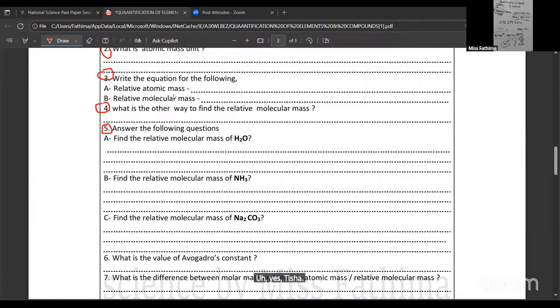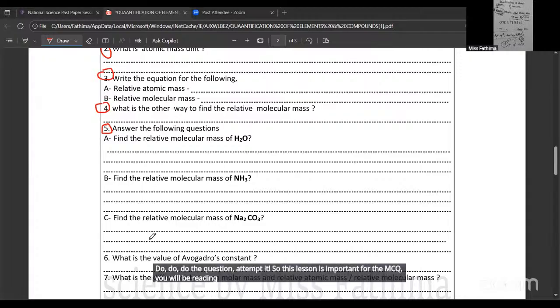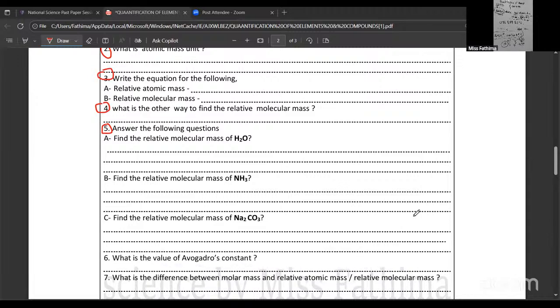Do the question, attempt it. This lesson is important for the MCQ. You will be needing this lesson, so therefore try. It's simple work, but if you make a mistake in this, you will lose marks in the paper, right? So don't think this is easy and you don't need to attempt it. No, you have to try. If you have made a mistake, you can correct yourself.